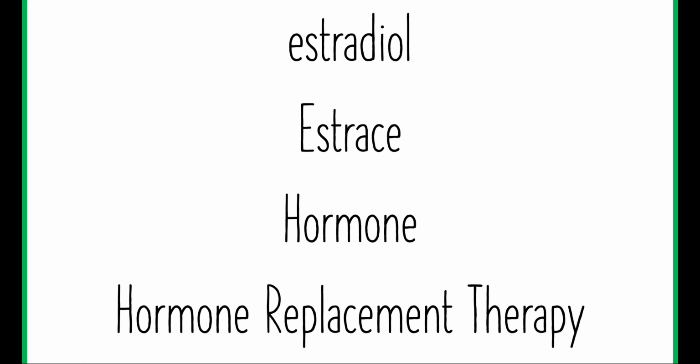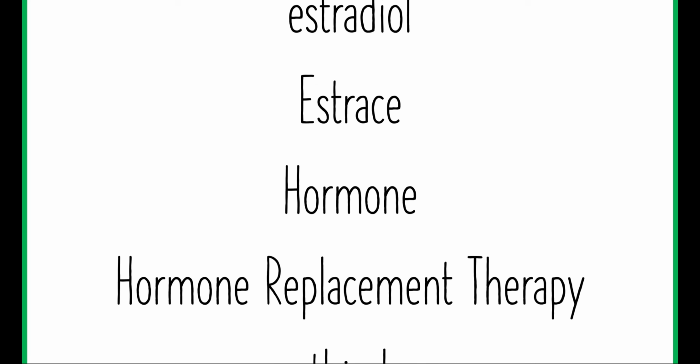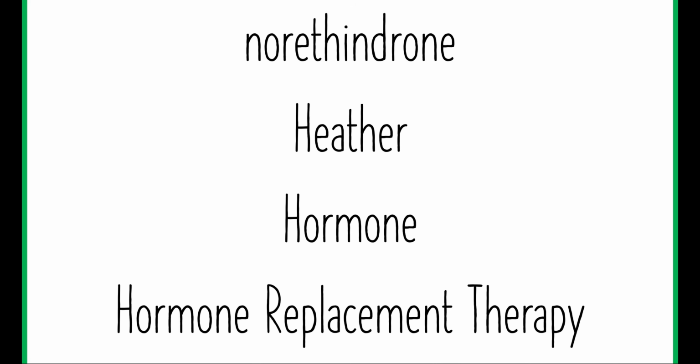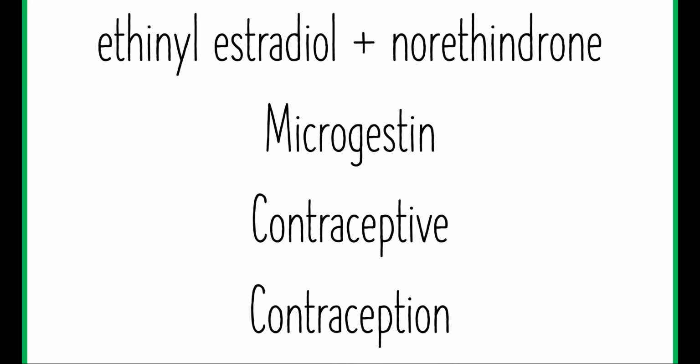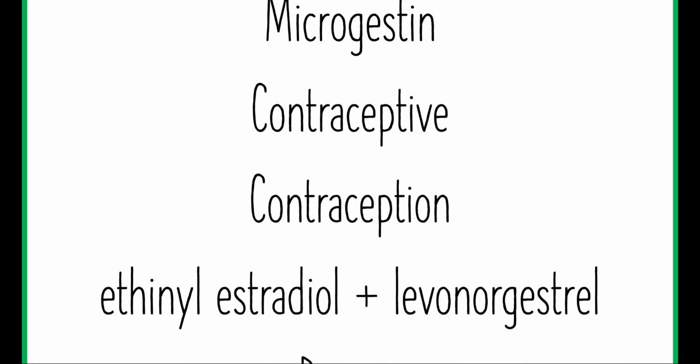Estradiol or Estrace is a hormone for hormone replacement therapy or HRT. Norethindrone or Heather is a hormone for HRT. Progesterone or Prometrium is a hormone for HRT. Ethinyl estradiol with norethindrone or Microgestin is a contraceptive for contraception.